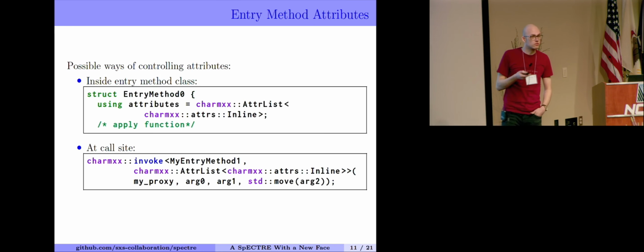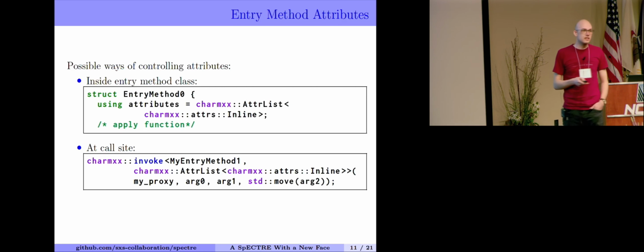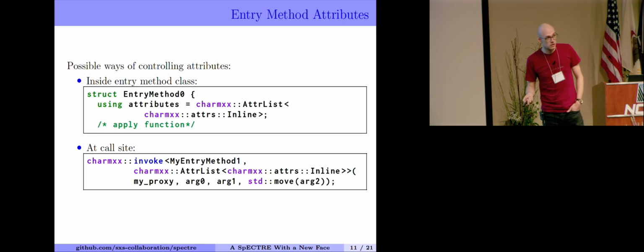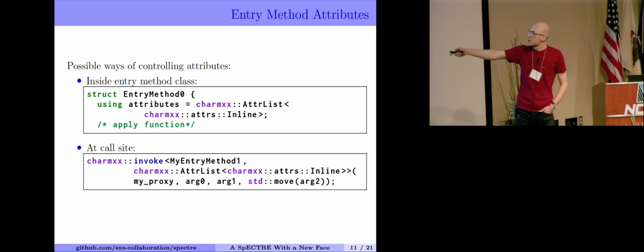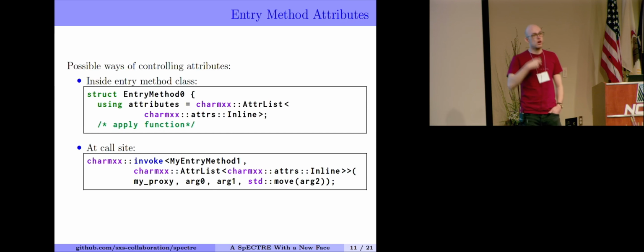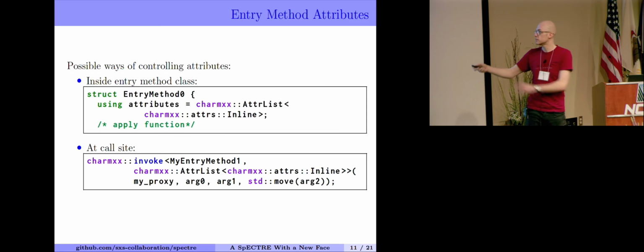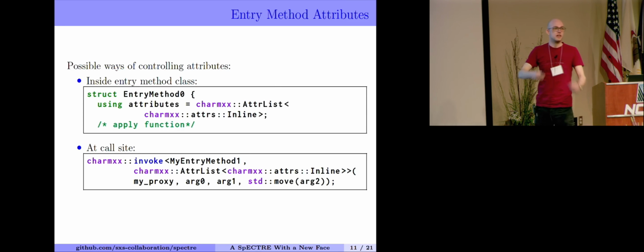I think there are two ways of doing attributes, and I think both are actually valid depending on what the attribute is. There are attributes, so I just use the inline in both cases, but for attributes where it only makes sense for this entry method to always be called with that attribute, let's say you always want it to be threaded, that's just a property of that entry method. You specify it in the entry method class itself, and it will always be called that way.